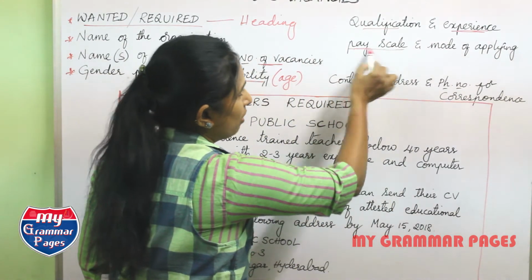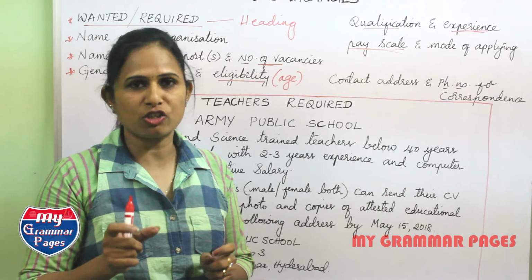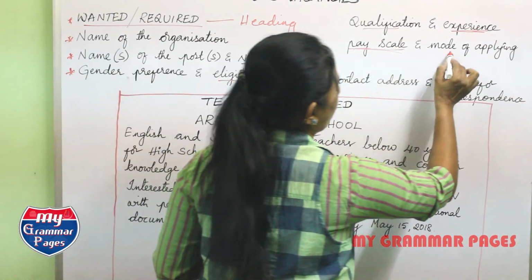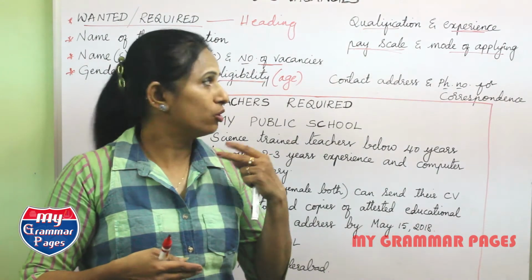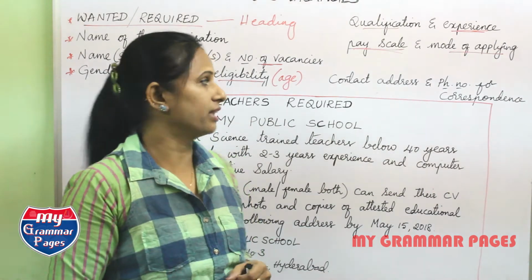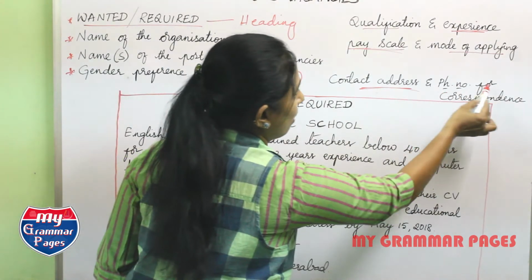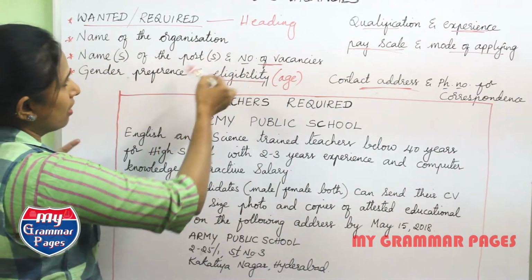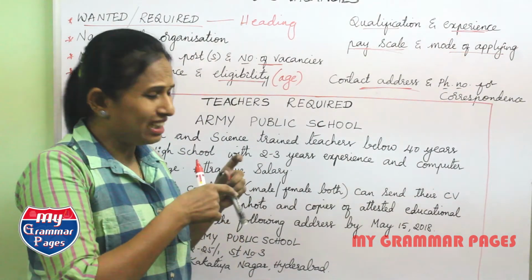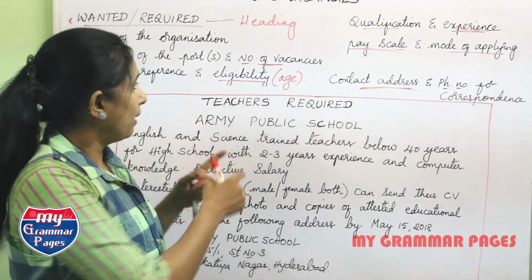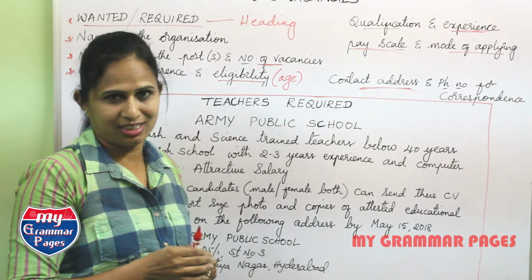Next comes the pay scale. If you want to give a particular figure, you can, or else you can just mention "attractive salary". Then the mode of applying, which can be through post or through email, and you have to give this in particular. And the last one is the contact address as well as the phone numbers for correspondence. These are the main features to be remembered. My dear children, it's very easy to write a classified, but you need to learn these features by heart before you sit for the examination.